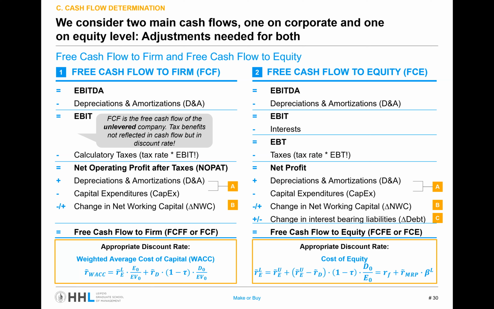Then the adjustments after that are the same: depreciation, amortization, capital expenditures, net working capital. Obviously, we do not account for the change in interest-bearing liabilities. Why? Because we treat the company as if there wouldn't be any debt. So therefore, this position is also gone. And what we then arrive at is the free cash flow to firm. And the idea is that it is a cash flow that is, so to speak, independent of the capital structure. That is really just what the operating firm generates.